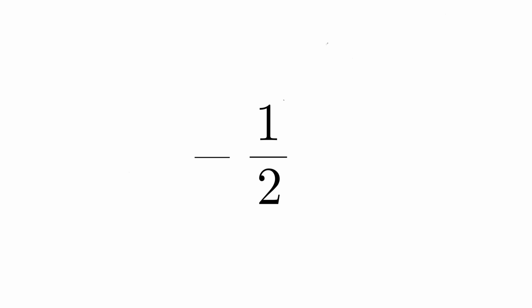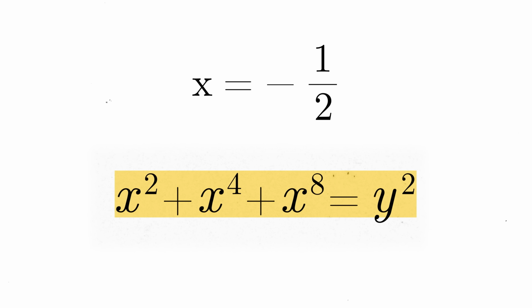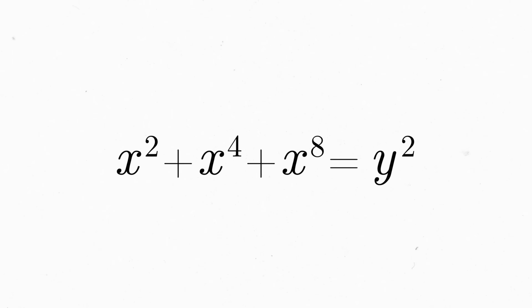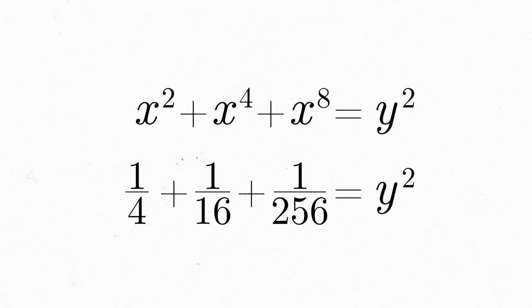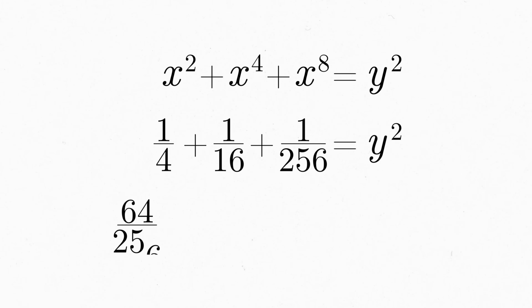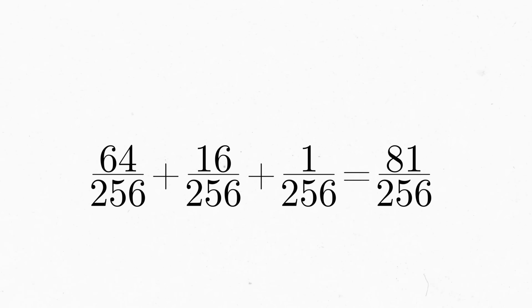So if we believe this formula, then x equals negative a half should be a solution to our original equation. If we sub it in, we get x squared is a quarter, x to the 4 is a 16th, and x to the 8 is 1 over 256. Let's put all of these over a common denominator. So a quarter becomes 64 over 256, a 16th is 16 over 256, and if we add them all together, we get 81 over 256, which is indeed the area of a square with sides of length 9/16.